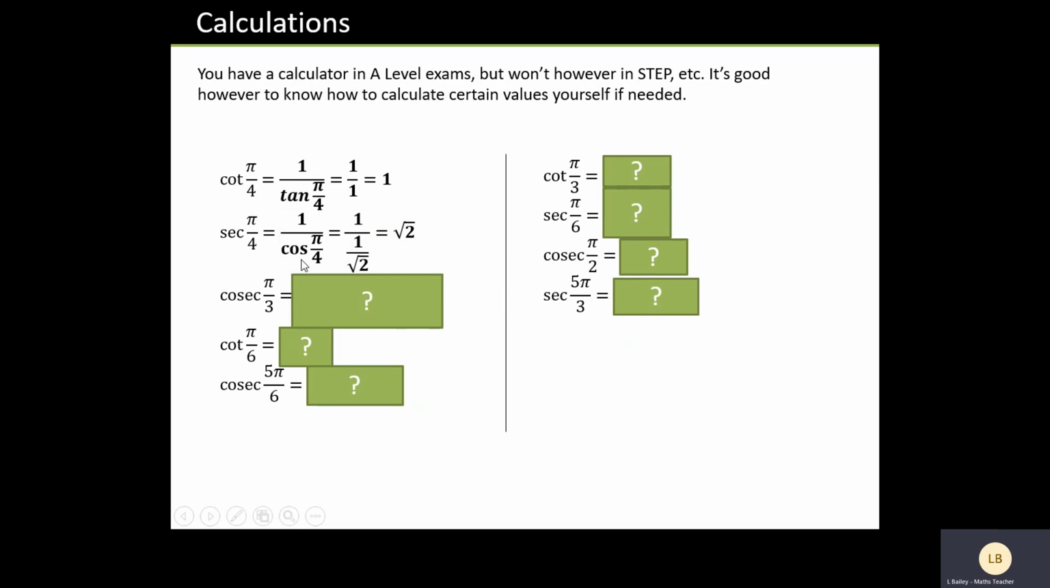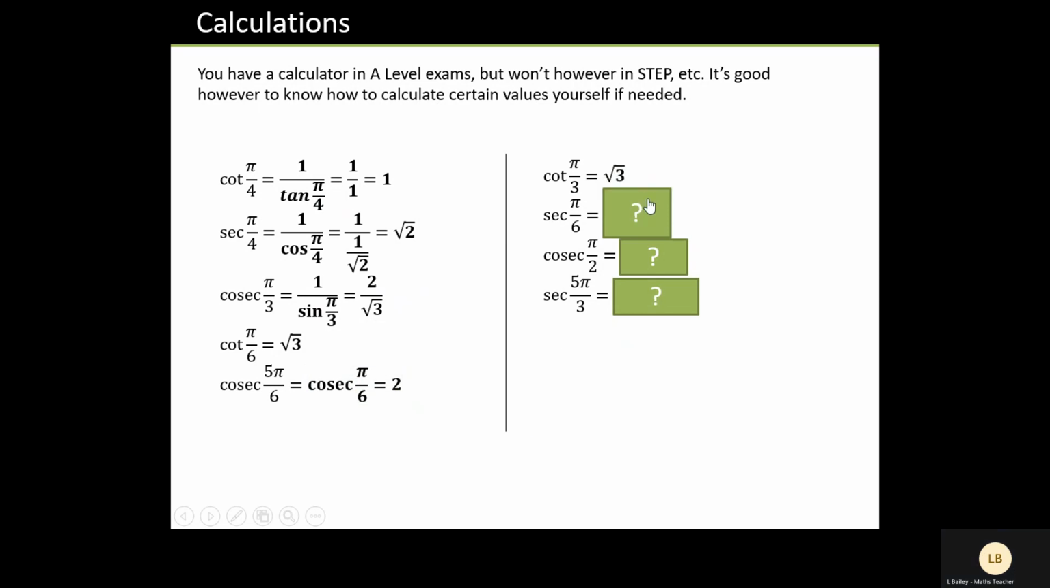Okay, sec. You should know what cos of pi by 4 is without a calculator. Obviously, in all the exams you get a calculator, but cos of pi by 4 is root 2 over 2 or 1 over root 2. So the reciprocal of that is root 2. Cosec, 1 over sine of pi by 3, which is 2 over root 3. If you rationalise your denominator, it's 2 root 3 over 3. Cot, root 3. And I will just click through the others.